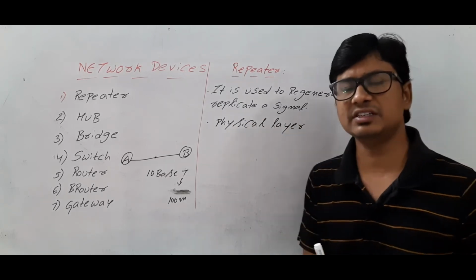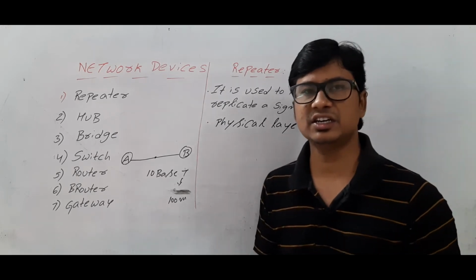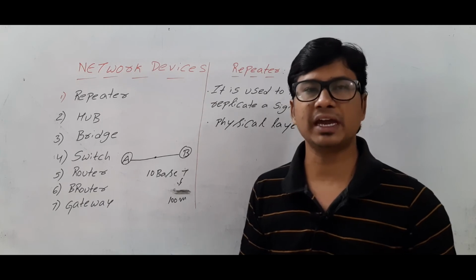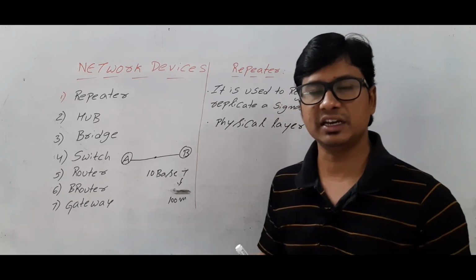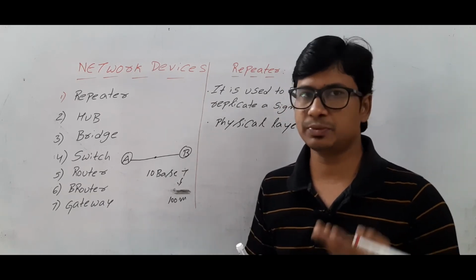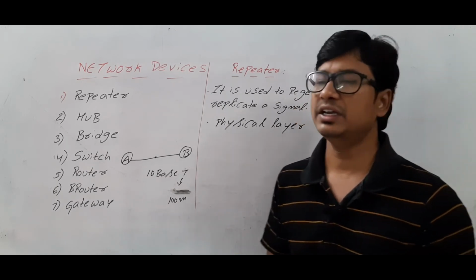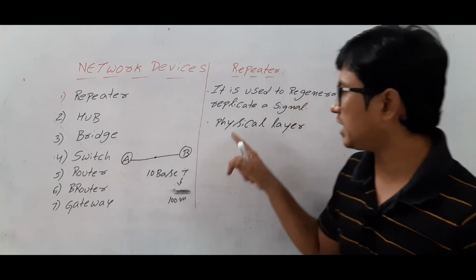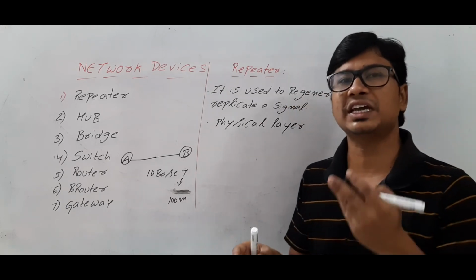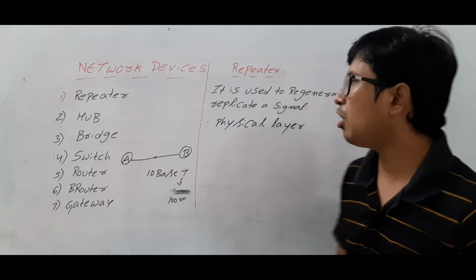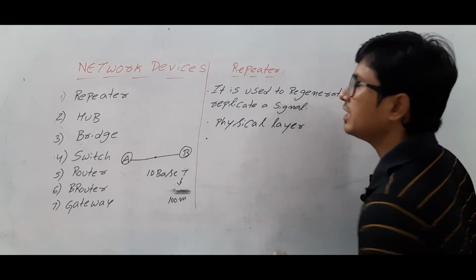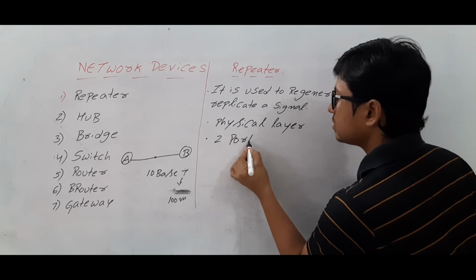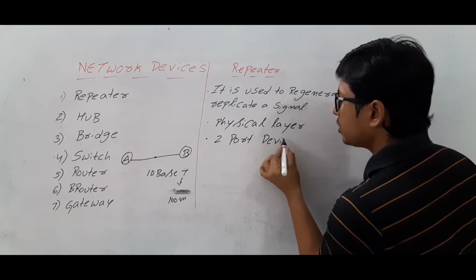If it works at the physical layer, it does not have any addresses. Am I right or wrong? It does not have a MAC address, as it does not have a data link layer. It does not have an IP address because it does not have the network layer. It does not have a port address because it does not have a transport layer. So it consists of only the physical layer, so it can only transfer the data. Now how many ports will be there in a repeater? It is a 2-port device.